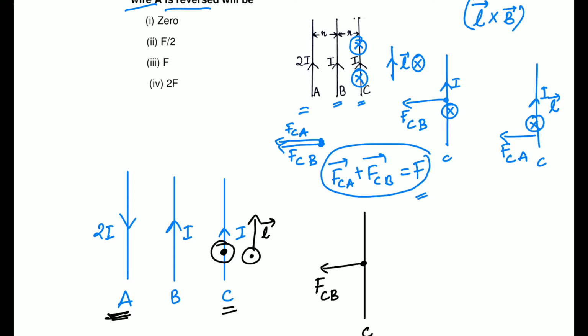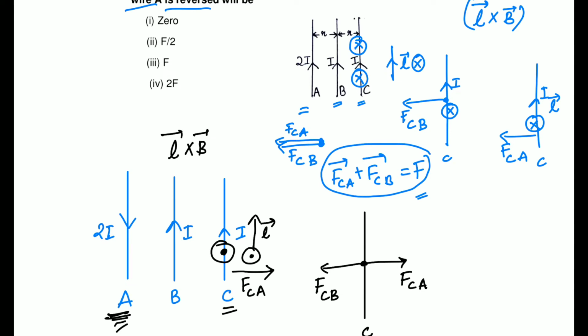Again, I do the right hand thumb rule to find the force experienced by C because of the current flowing through A, so you see L cross B. When I do this L cross B, you will get to know that the force this time is actually in the opposite direction to the previous one. So this will be the force on C because of A. Yes or no? I can write it here: the force experienced by C because of A.